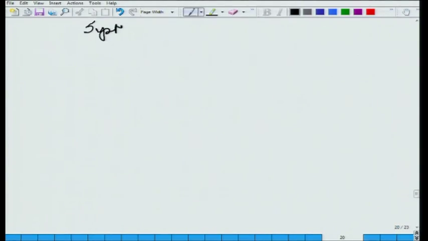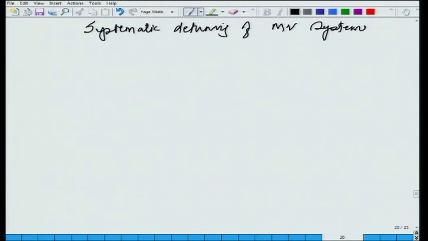Multivariable system, detuning multivariable, systematic detuning of multivariable systems, decentralized system. That means, yeah, that means what it means. Okay. Well, so let us say I got a 2 by 2 system, let us take an example. We have drawn this so many times, I am tired of drawing it again and again.